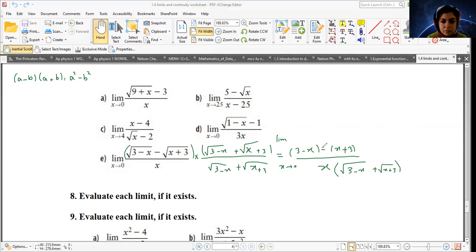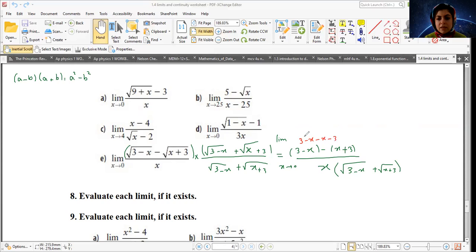okay, this is 3, become 3 minus 3, which is 0. Let me just double check that. So it's 3 minus x minus x plus 3. Okay. 3 minus x, okay, minus x minus 3.